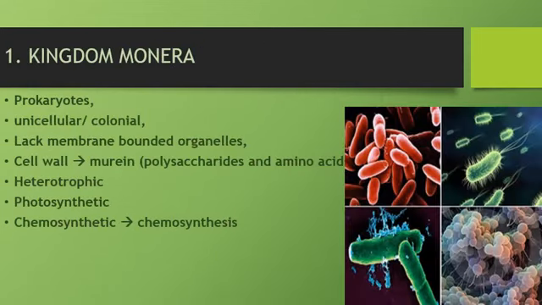First is kingdom Monera. Monera means single. So all the single-celled or unicellular prokaryotes are members of this group. These are the simplest organisms on this planet. As they are prokaryotes, all the membrane-bounded organelles are absent. Their cell's outermost boundary is the cell wall, which is made of murein. Murein is a compound made of complex sugars in combination with amino acids. Amino acids are building units of proteins.